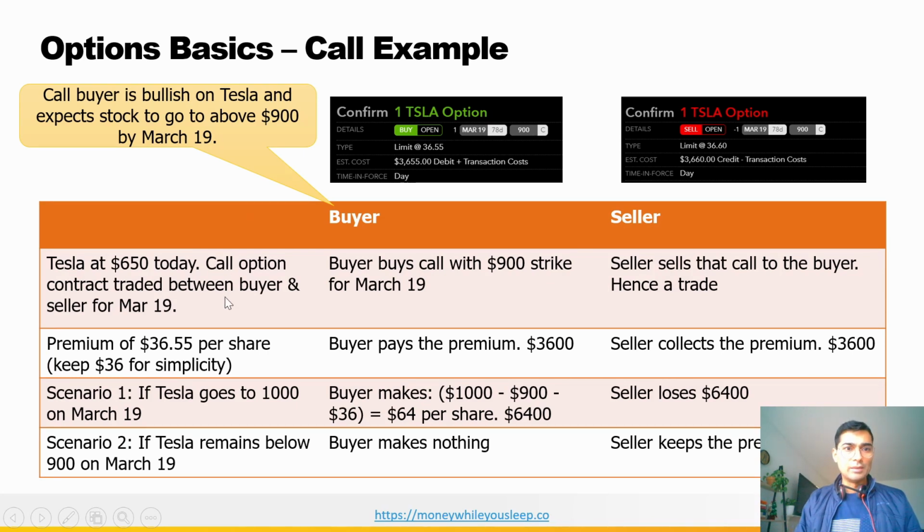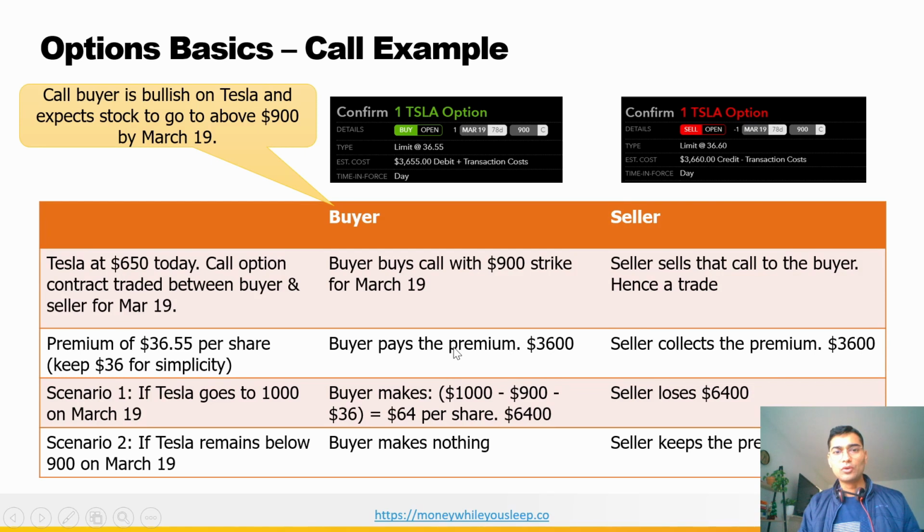So let's look at the example. Tesla at $650 today, a call option contract traded between buyer and seller for March 19th. So the buyer buys a call with a 900 strike for March 19th, and the seller sells that call to the buyer. Hence there is a trade which is happening. So this I have explained. And there is a premium of 36.55 per share. For the sake of simplicity, let's just assume that it is $36 so that we can easily see the calculations.